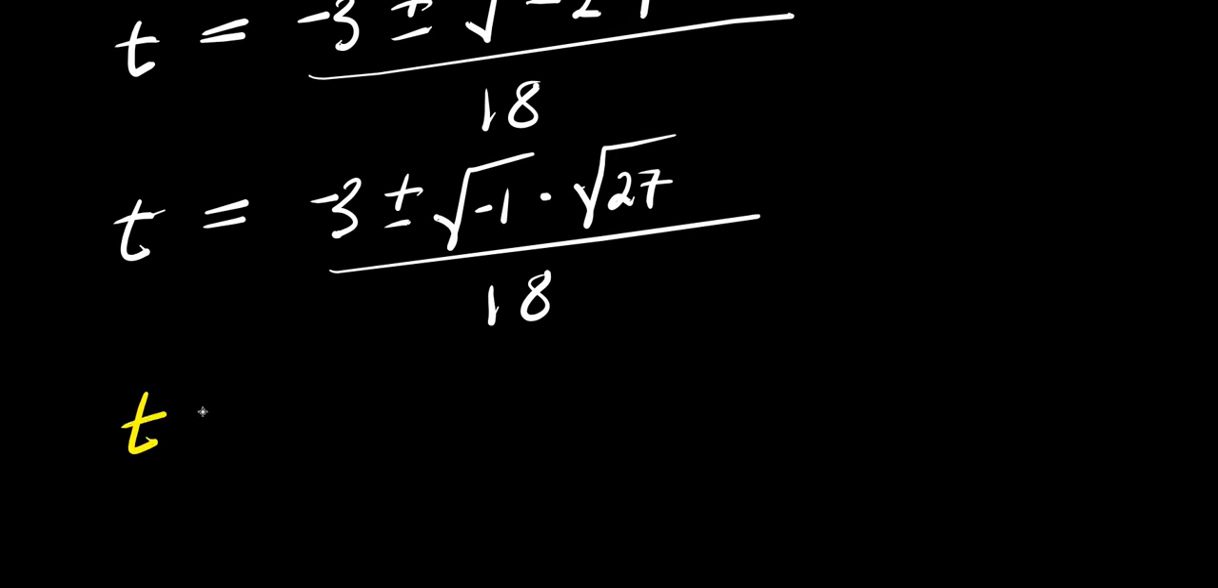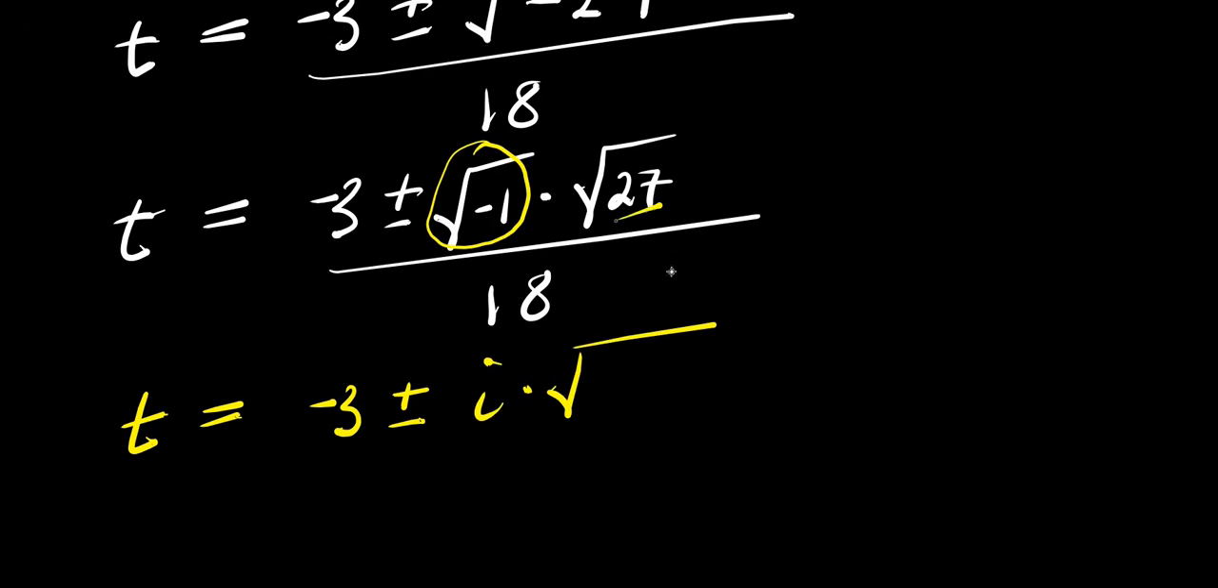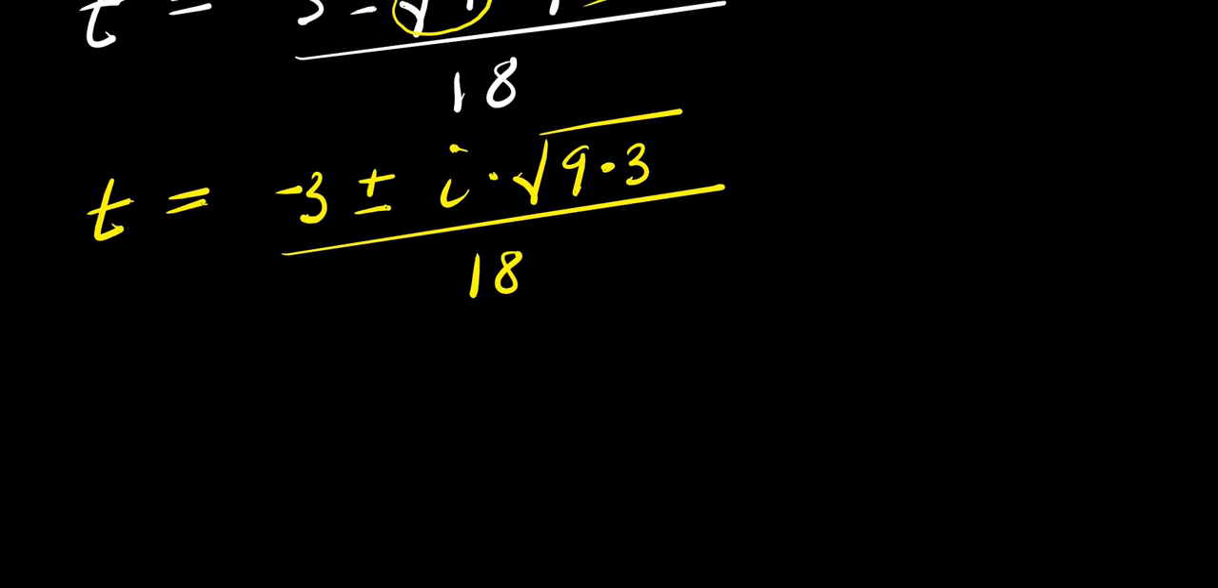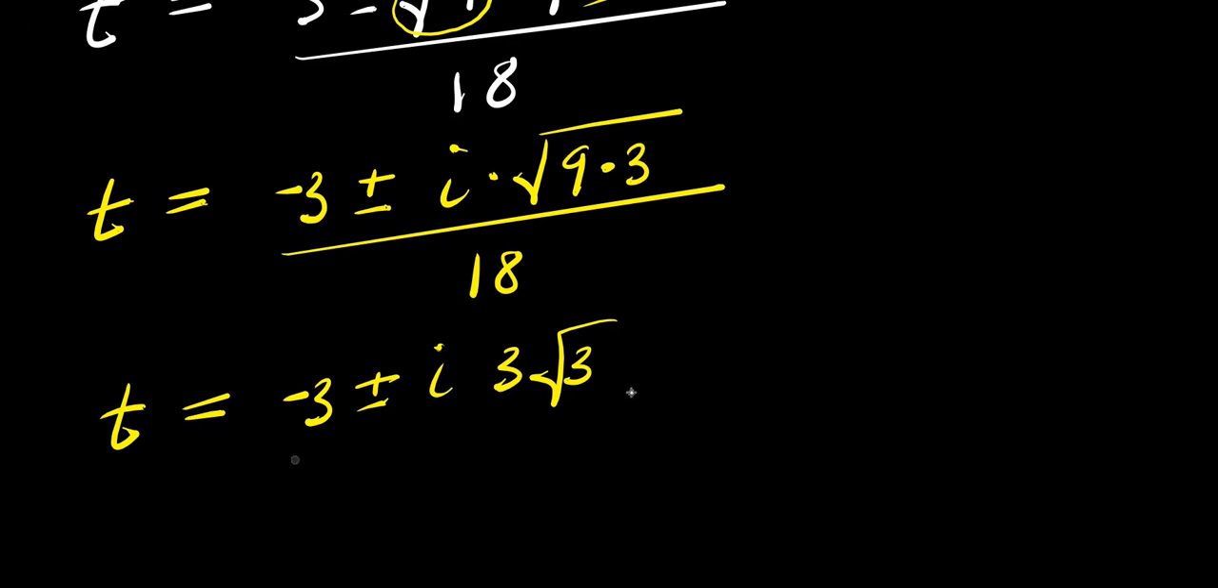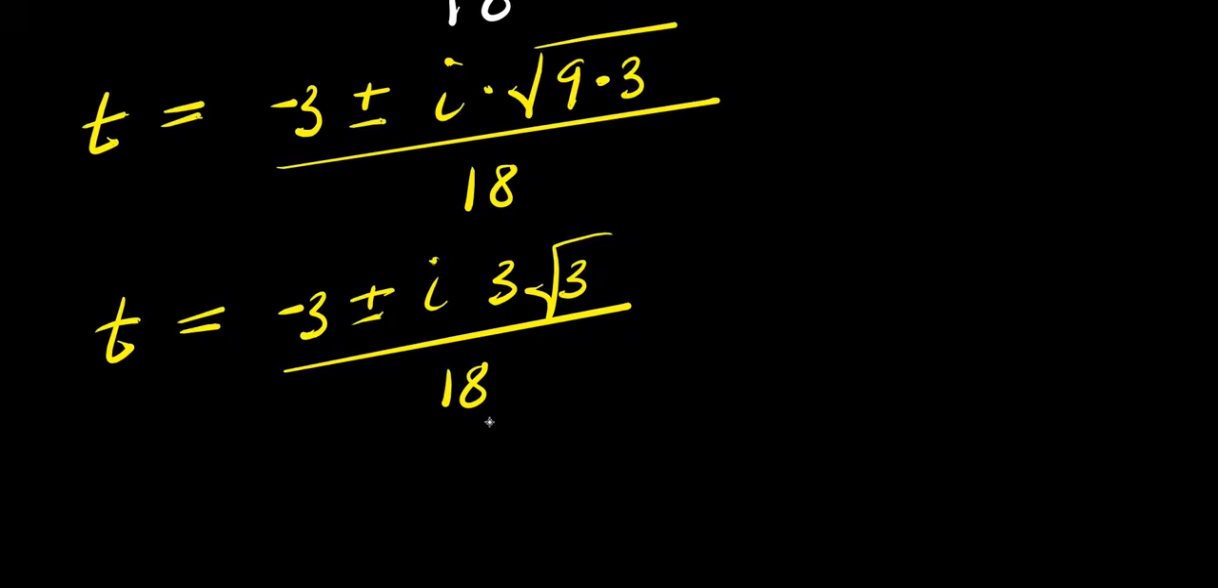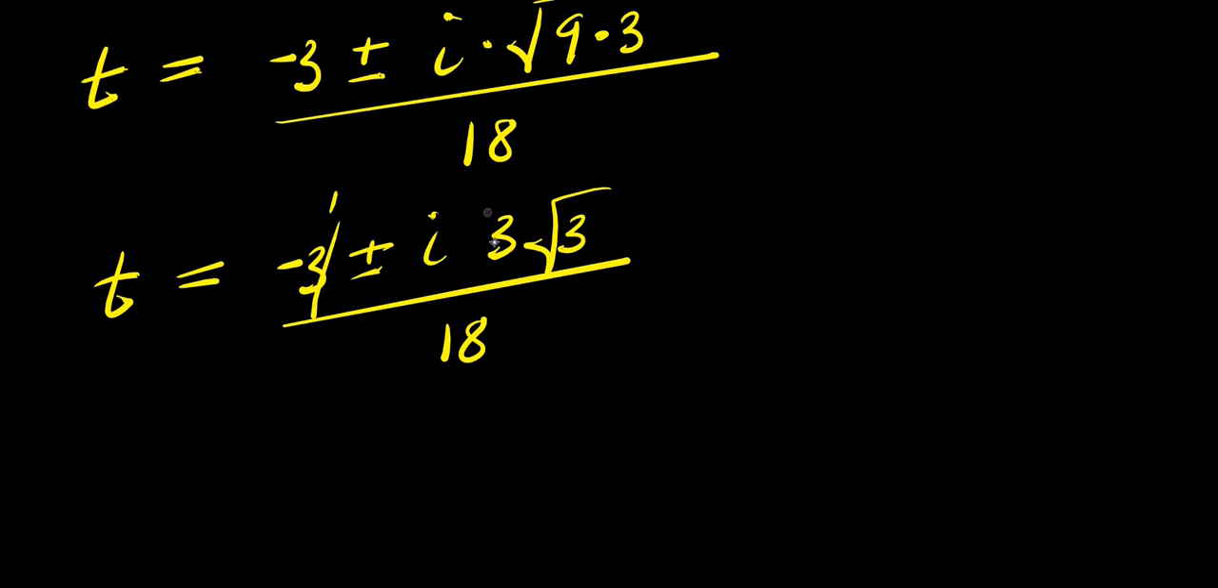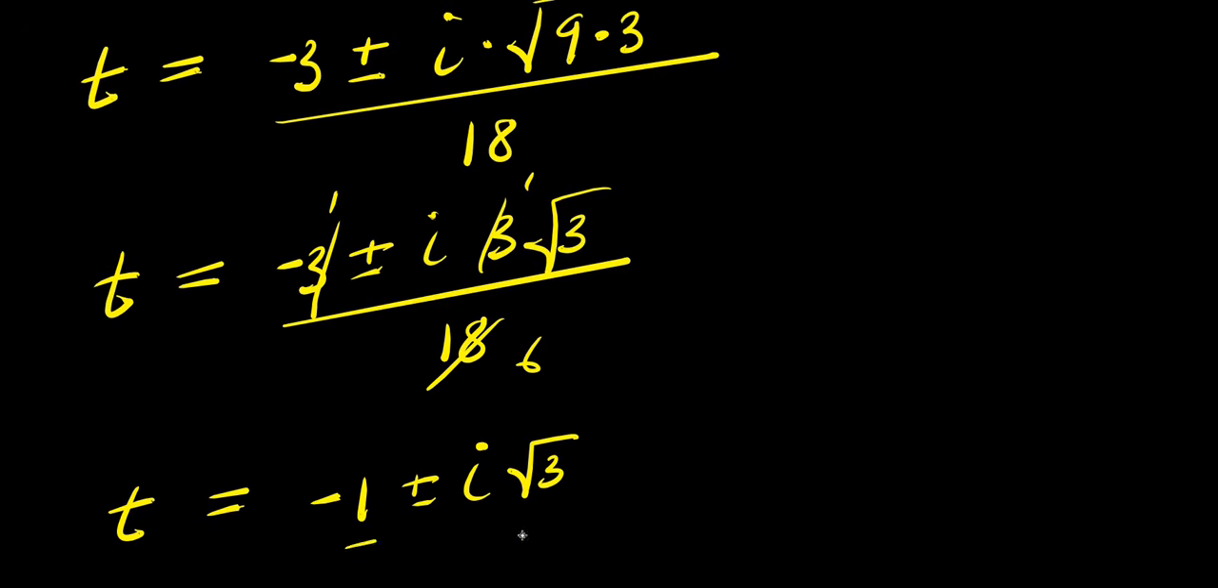From here, I have t equals negative 3 plus or minus square root of negative 1, which is i, times square root of 27. I can express it as the product of 9 and 3, divided by 18. So from here, I have t equals negative 3 plus or minus i times square root of 9, that is 3, root 3, divided by 18. So from here, 3 cancels 3 once, and 18 becomes 6. We have t equals negative 1 plus or minus i times root 3, divided by 6.